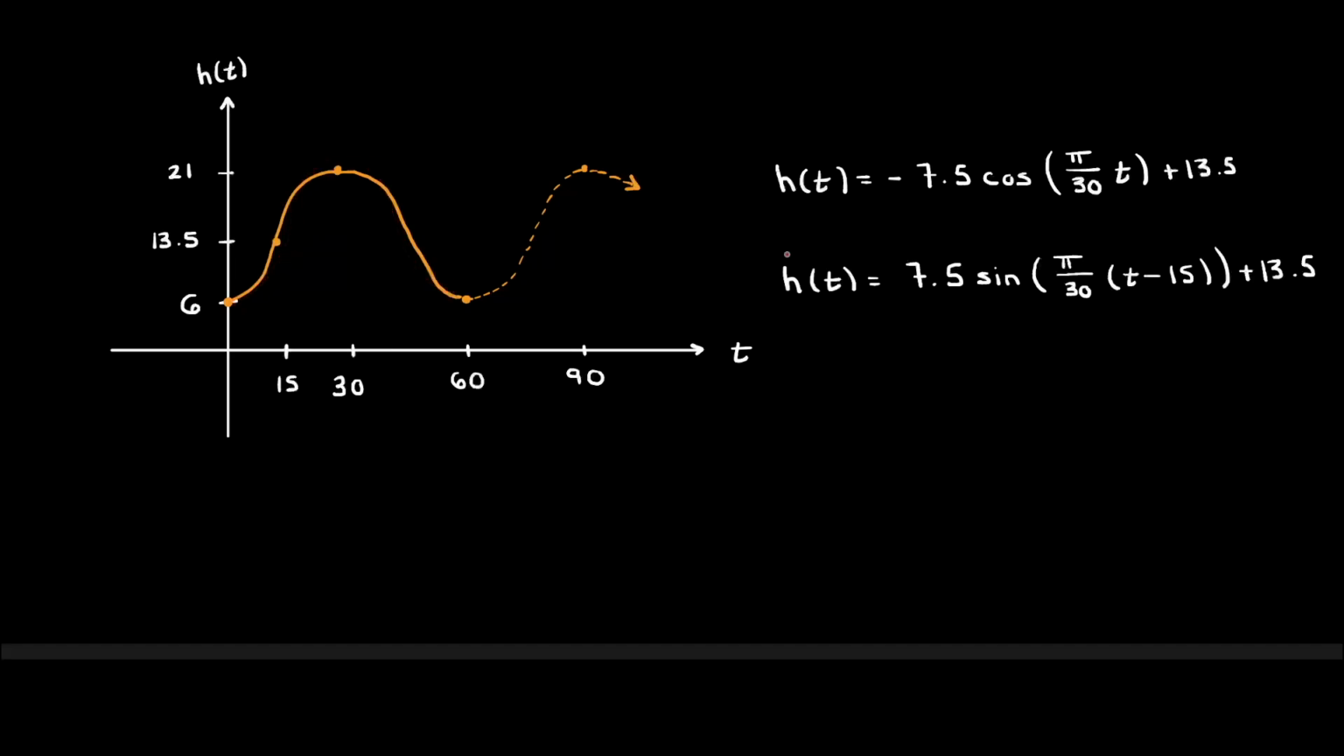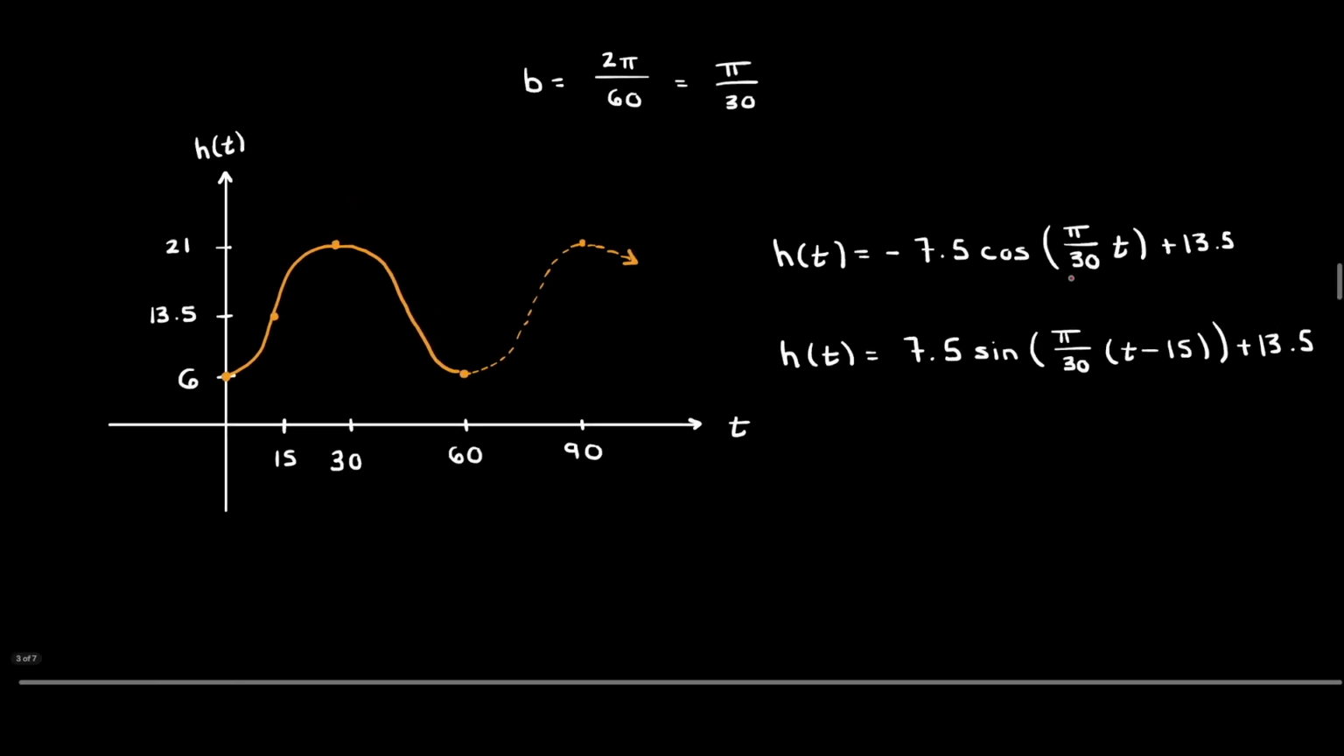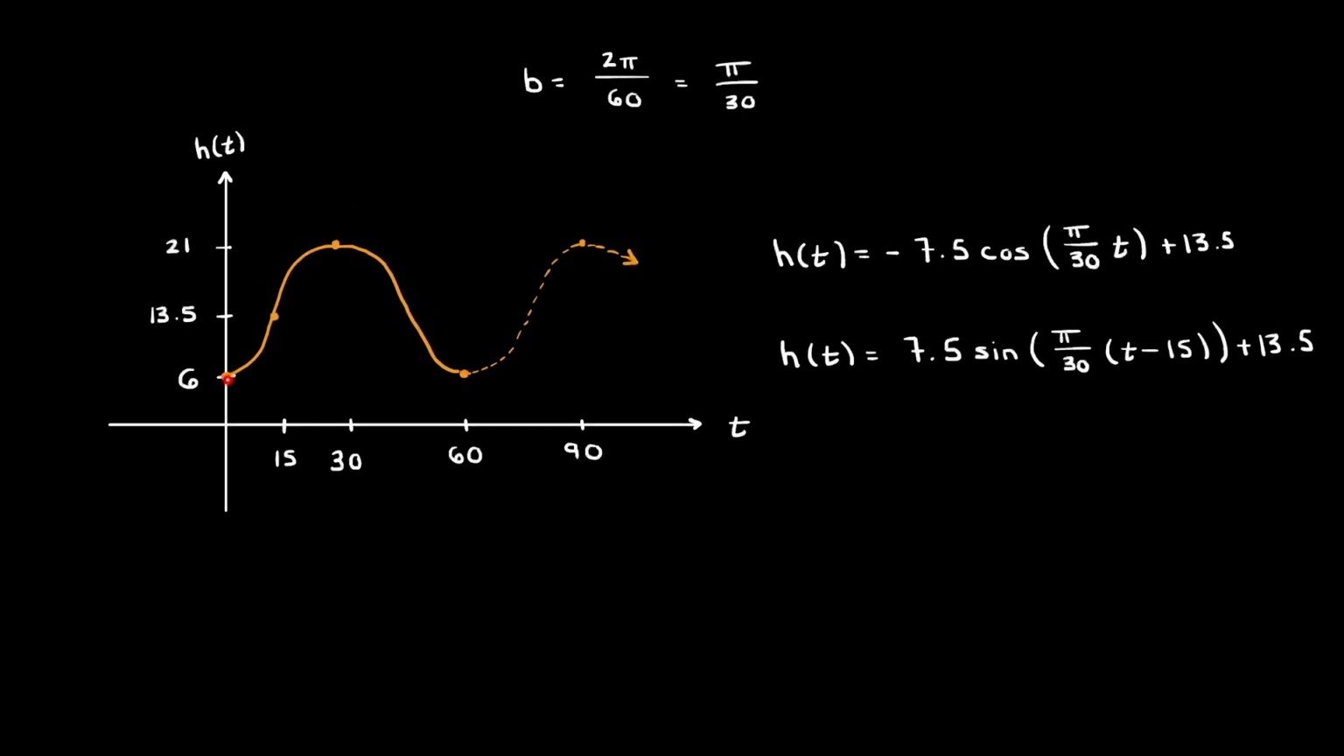And so for that reason, we put a negative value. We put the A value, the amplitude was 7.5, cosine. We put the B value that we found, which was pi over 30. And then cosine starts at 0, and this one is also starting at time t equals 0. So there's no phase shift. And then the midline or the equation of axis we saw was 13.5. And so that's what goes here.